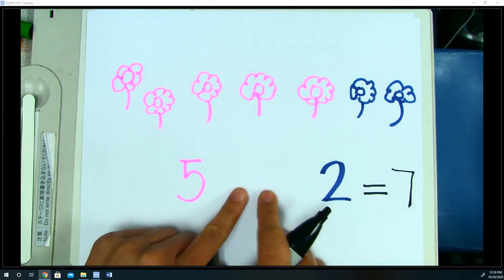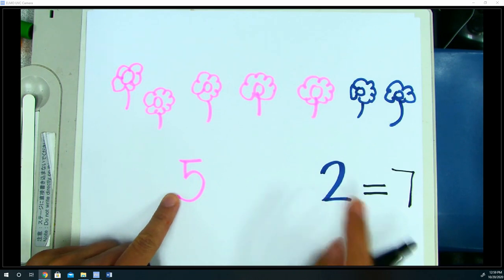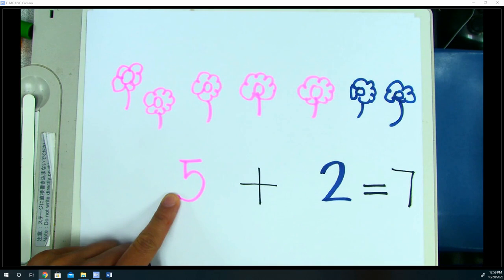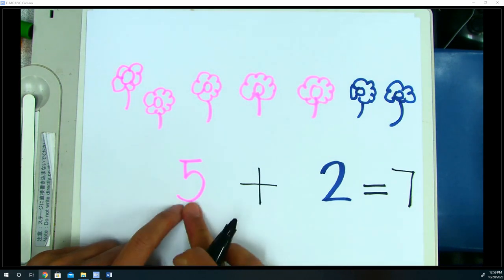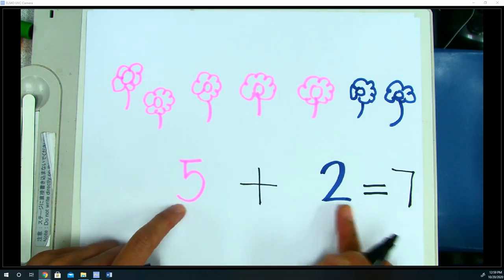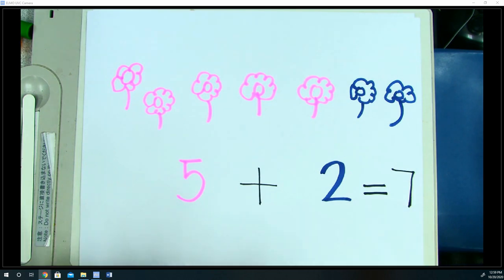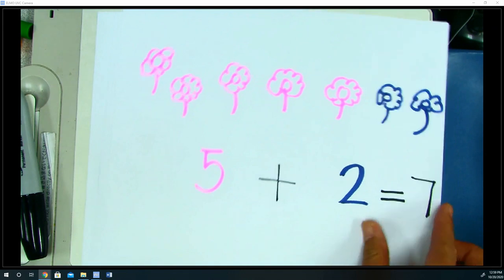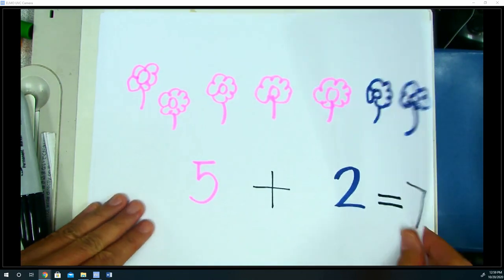Now, do you remember what we put between the 5 and the 2? I'm going to put this symbol called a plus, okay? Plus. So 5 plus 2 equals 7. All right, let's do one more. I'm going to make a 3-page book today, and you guys can make your own 3-page book. I'm going to do one more thing, and just going to do something really, really super simple.